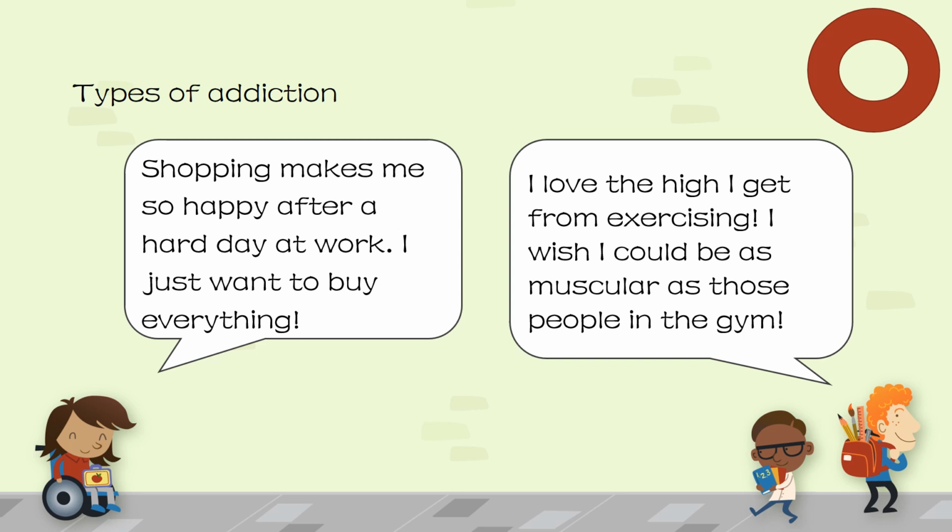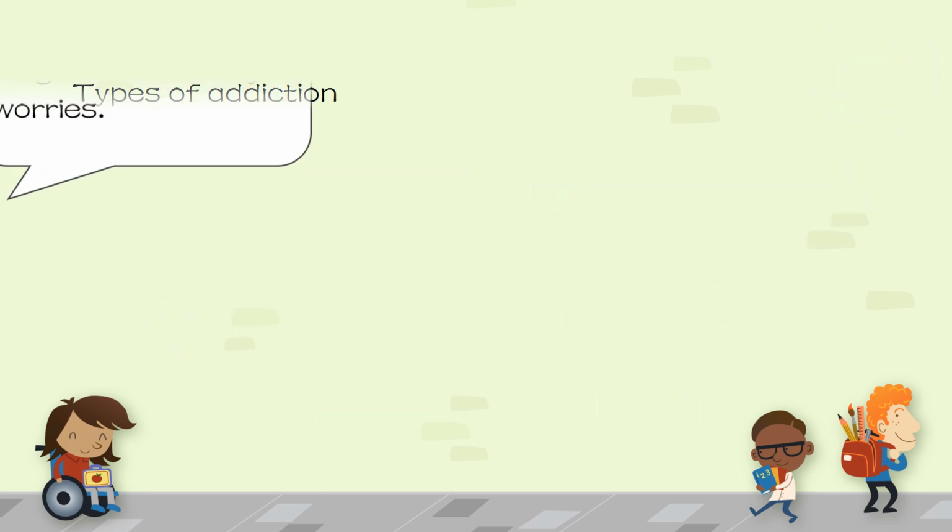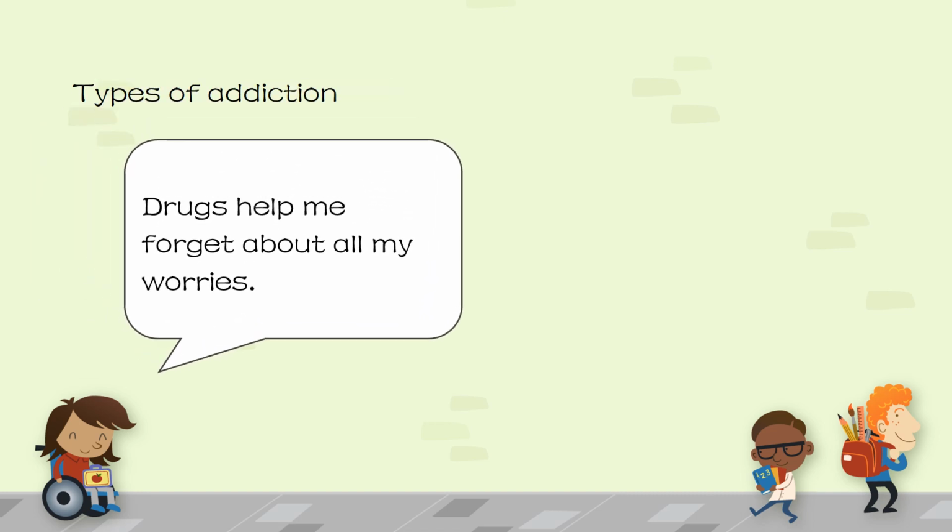So time's up. The first one, shopping makes me so happy after a hard day at work. I just want to buy everything. So we can see the keyword shopping. It is shopping addiction. Second, I love the high I get from exercising. I wish I could be as muscular as those people in the gym. So we can see some keywords here. Exercising, gym, muscular. It is exercise addiction. Let's look at the last exercise. For this exercise, you will have 30 seconds to finish it.